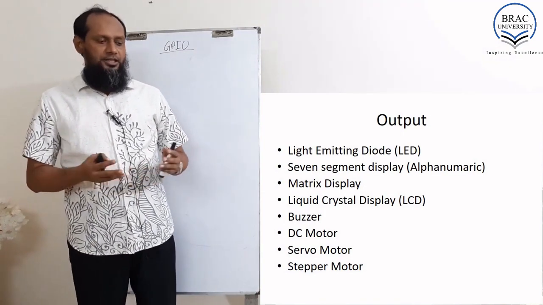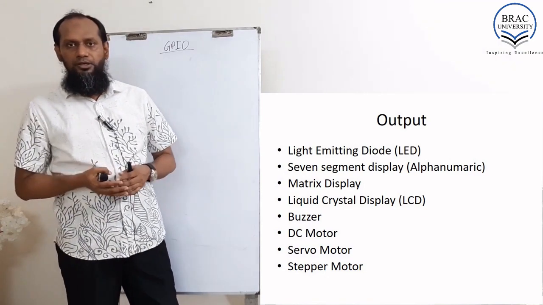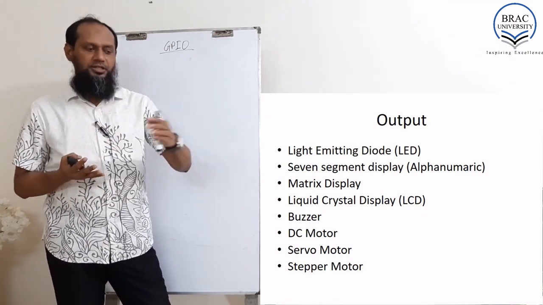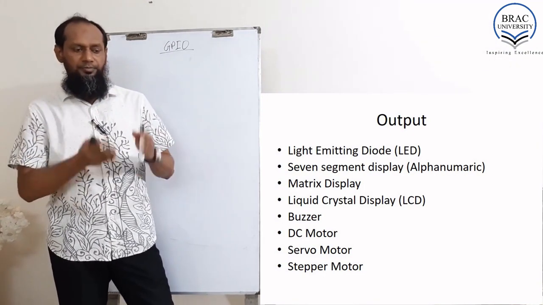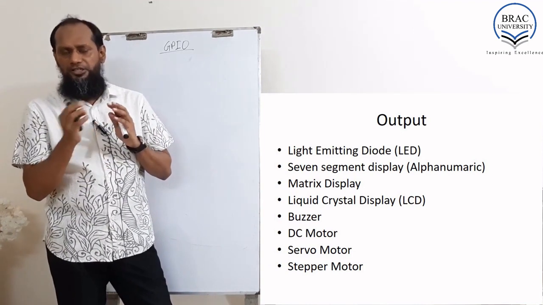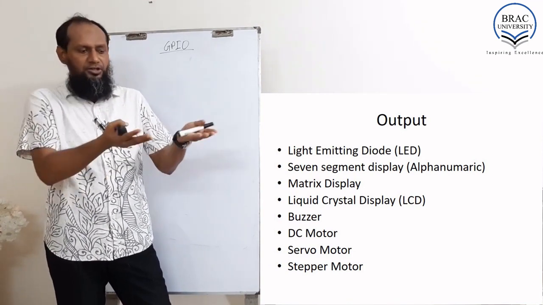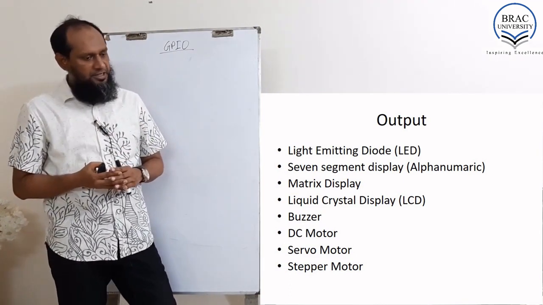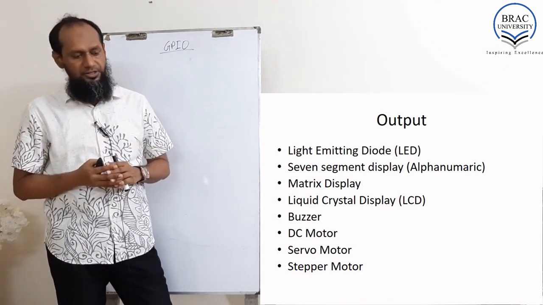Now, in this session, I'm going to discuss this kind of output devices. Okay, so common output devices are LED. So we are going to discuss LED first. Then the commonly used 7-segment display. Okay, also alphanumeric display, which is actually the same kind of output device as the 7-segment display. Then we are going to discuss the matrix display, which is a bit interesting.